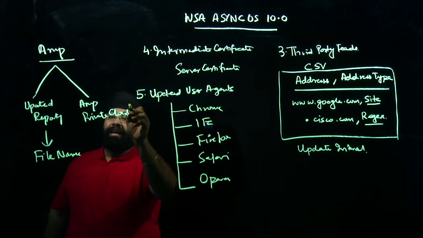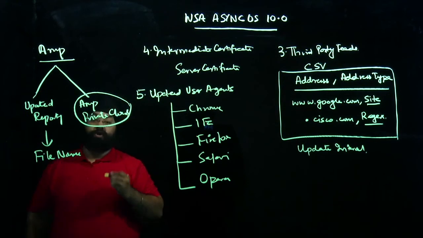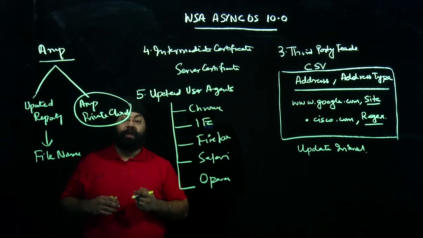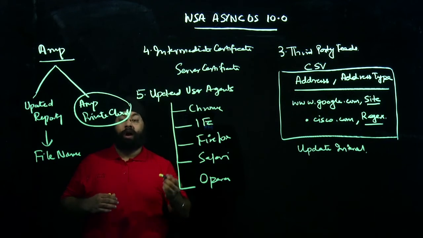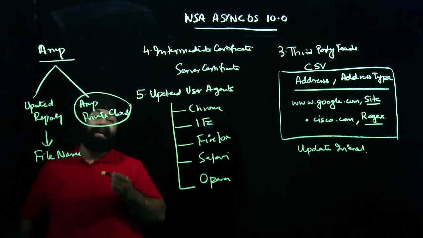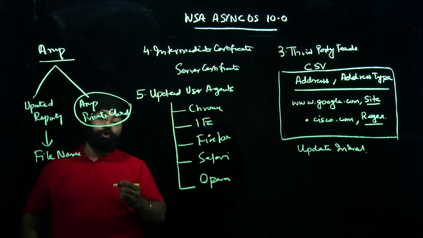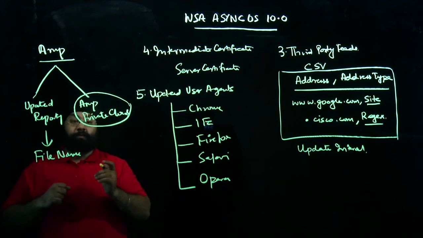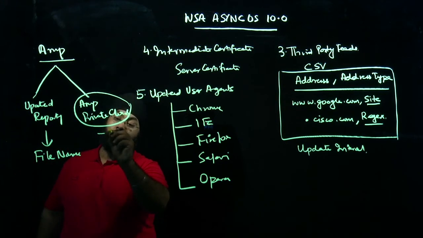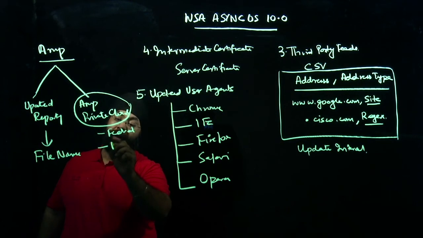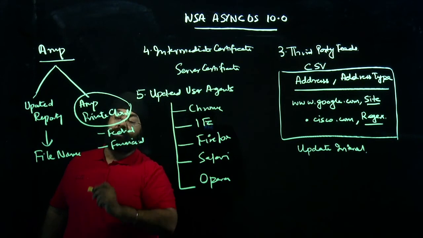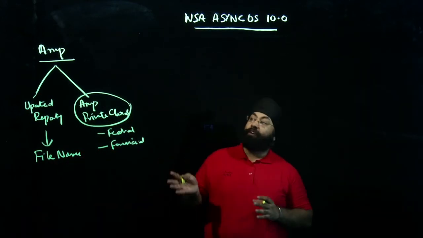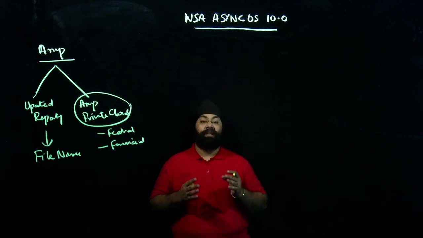Now, an important aspect of the AMP private cloud: this was for air gap networks, which really want to make sure that they don't send any data to our cloud itself. So that's where we introduced this AMP private cloud, which makes sure that all the data stays in your premises itself. This is basically meant for maybe your federal customers or your financial customers, where they need to keep the data on the local premises itself. Okay, so this wraps up the features which we have introduced in our AsyncOS 10.0.